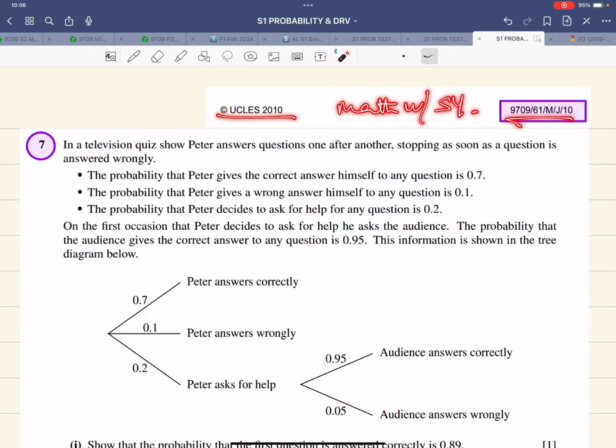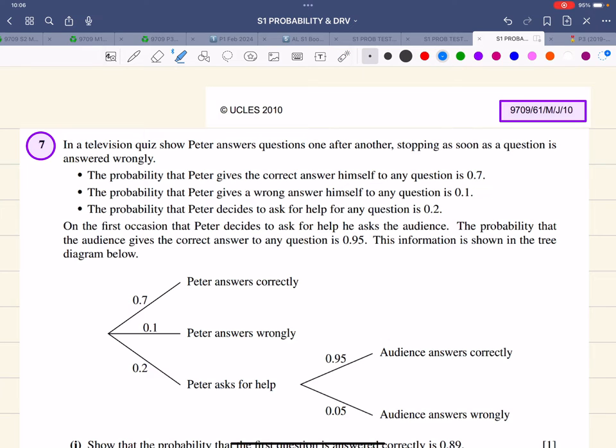So now in this particular video, we are focusing on this question which is of May-June 2010, variant 61. This is question number 7. The question is about Peter taking part in a TV quiz show, and according to some rules and regulations, he will be answering the questions. So let's get started and let's grab your highlighter.